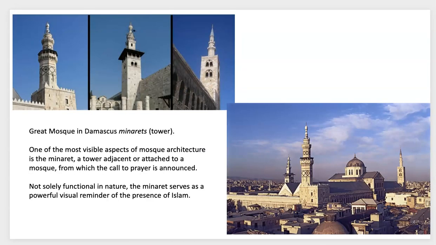So the minarets are the towers, and they're also what was used to call people to prayer. And so they were very significant. And you can see how they're designed again, to reference some of the other cultures that we've already studied.